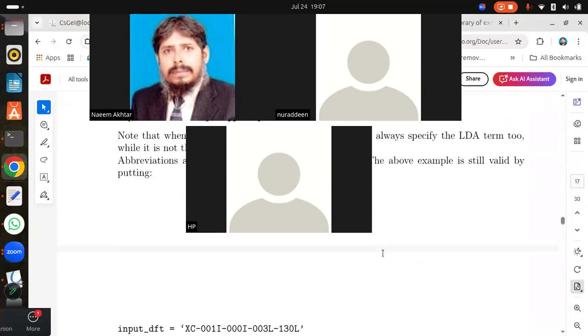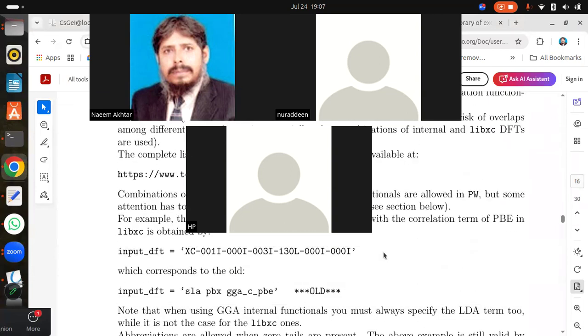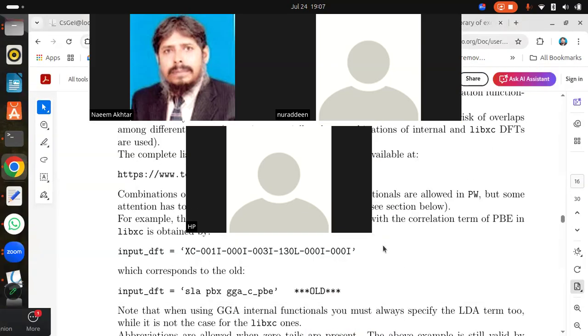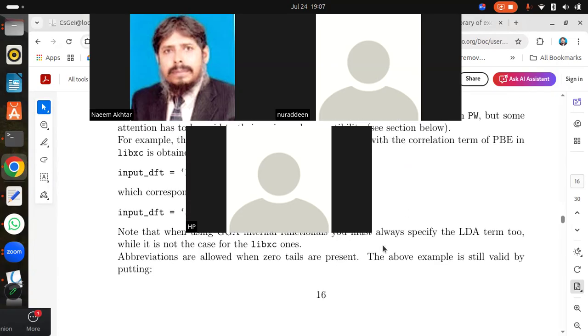Let me answer this question. In the internal library of Quantum Espresso, whenever we want to use GGA using the internal functional, it will also use these in that way. It always uses the LDA exchange, then the LDA correlation, and then it will use the exchange correlation functional for GGA.